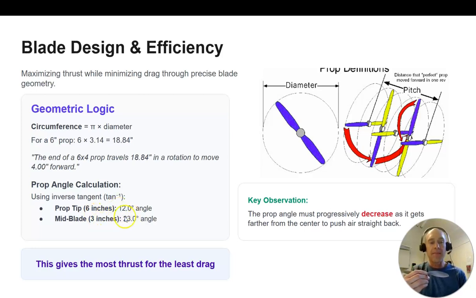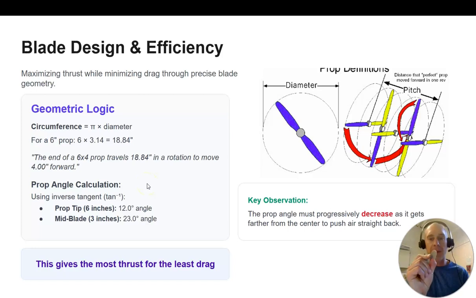Well, if the middle of the blade is 3 inches from the center, then it's only traveling a circumference of something that's a little bit less, right? If it's pi times d, it's going to be half the amount, so 9.4, something like that. So if we use the inverse tangent to figure out what that angle has to be, it turns out that it's a steeper angle. It's 23 degrees. And you can do a little trig to solve that.